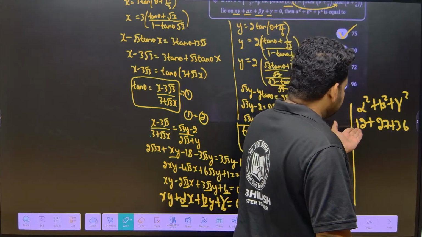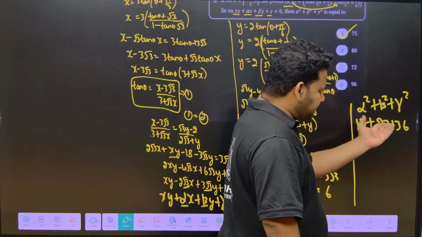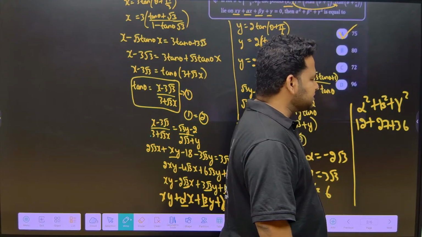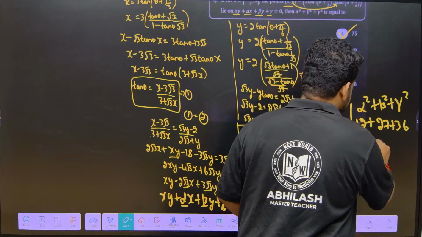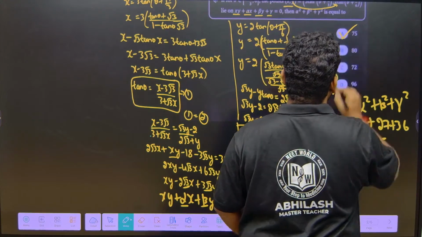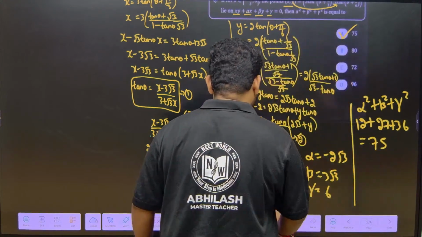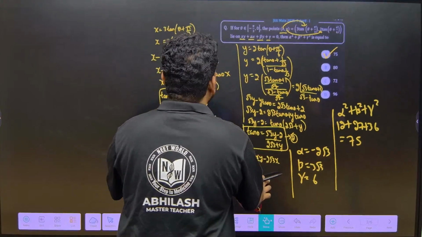So this is 12 plus 36 is 48. 48 plus 27 is nothing but 75. So option A, 75, is the right answer to this question, friends.